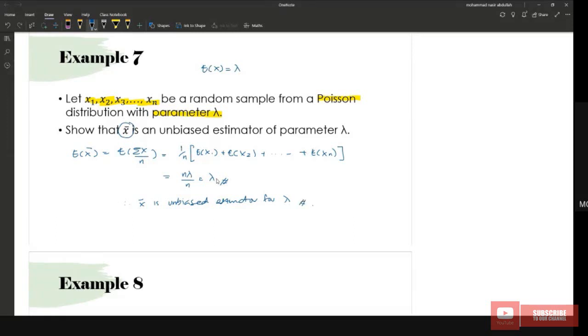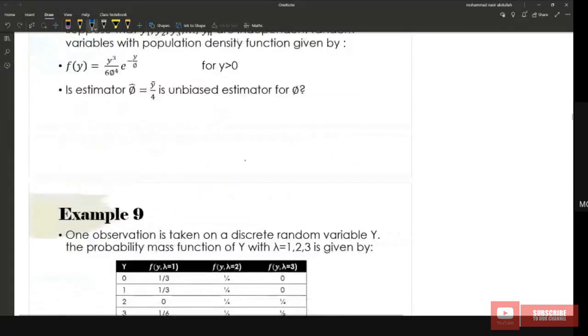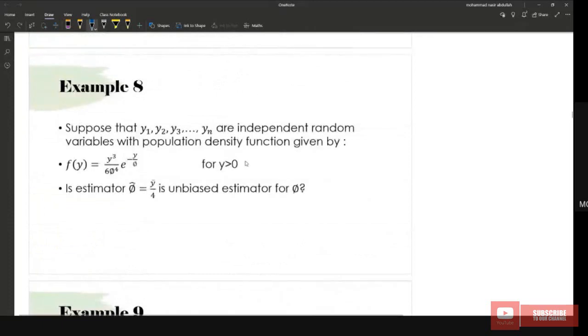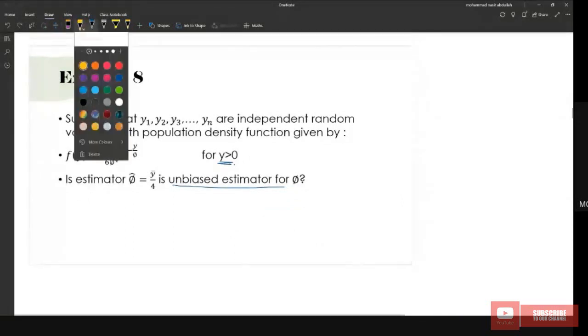Right, so now we look at the last, second last example actually, for this category of estimator. Suppose that Y1 until Yn are independent random variables with a population density function given by f(y) = y^3 / (6 phi^4) exponential of negative y over phi, for y more than 0. Is the estimator theta hat equal to Y bar over 4 an unbiased estimator? First step, we need to find the expected value of Y.